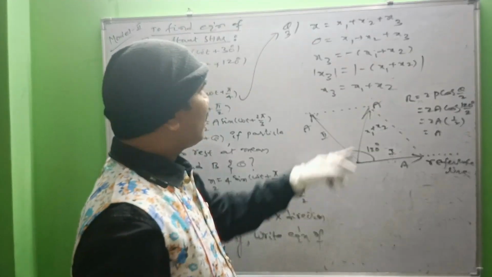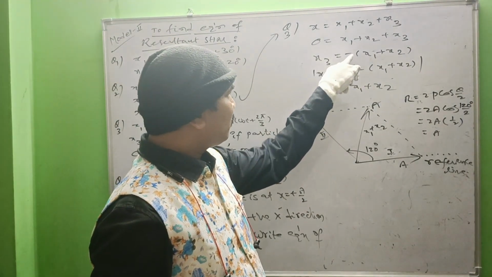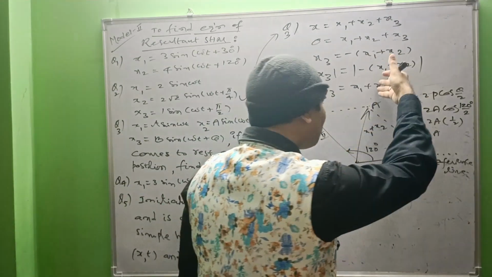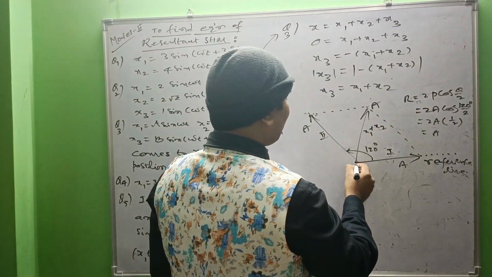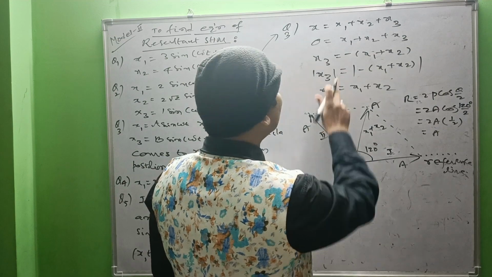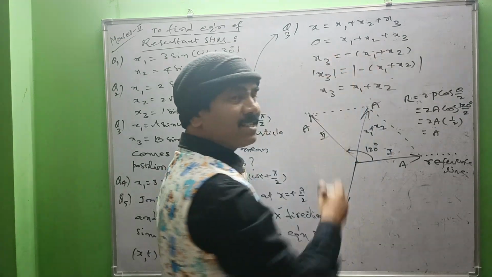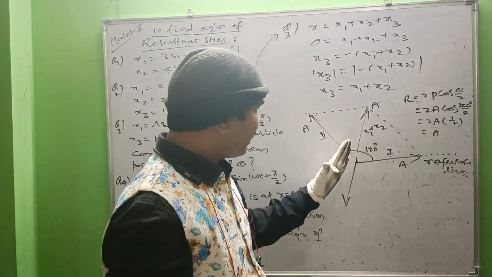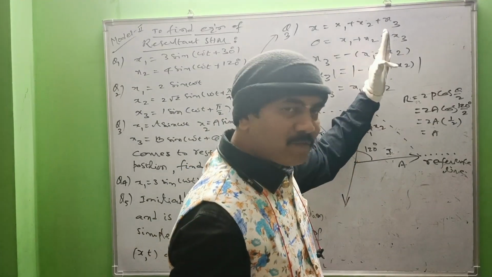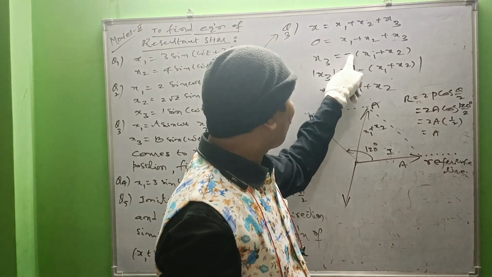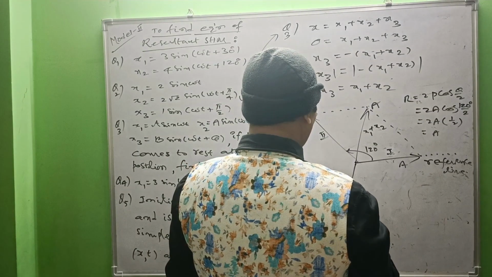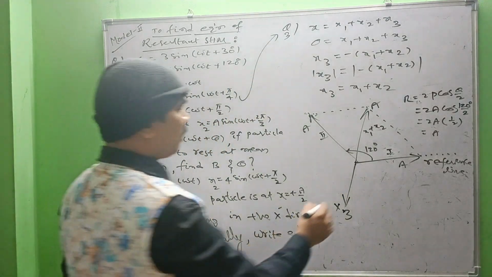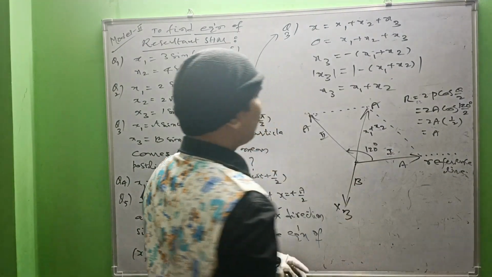Here, x3 is opposite to x1 plus x2. x1 plus x2 lies this way. Definitely x3 lies opposite to x1 plus x2. Why? Because there is a negative sign between x3 and x1 plus x2. So here x1 plus x2 is directed this way, and definitely x3 is directed opposite to this one. This is x3 with amplitude equal to b.